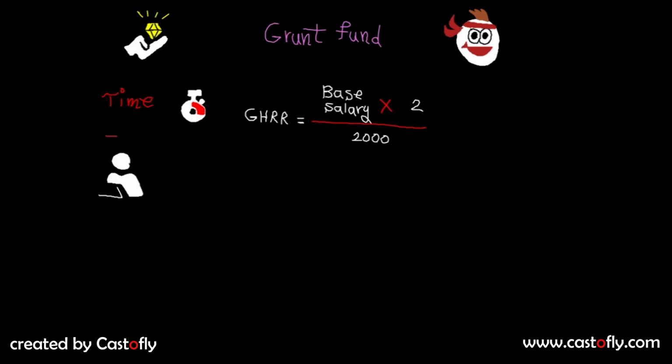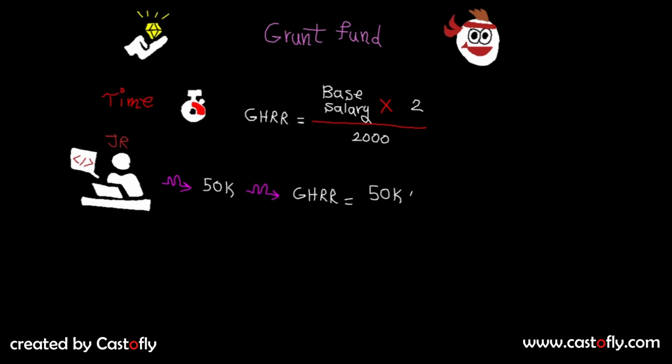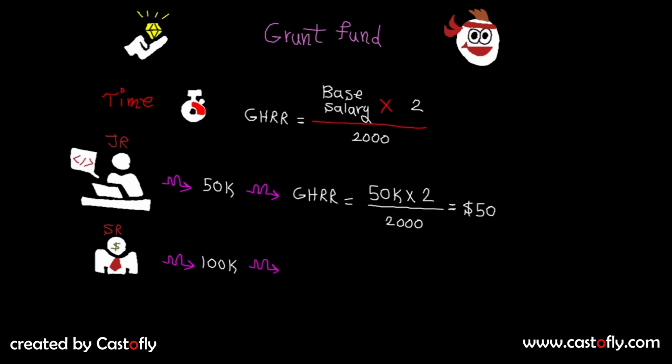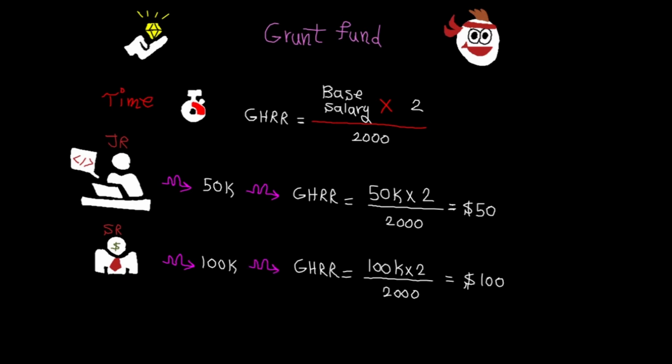For example, if you're hiring a junior software developer and his base market value is 50k, his hourly rate is 50k multiplied by 2 divided by 2000, which is equal to $50 per hour. Or another example, imagine you team up with a senior salesperson. If her market value is 100k, the hourly rate would be $100.